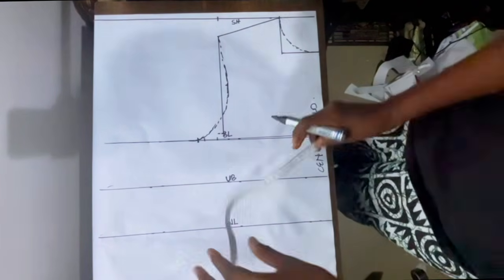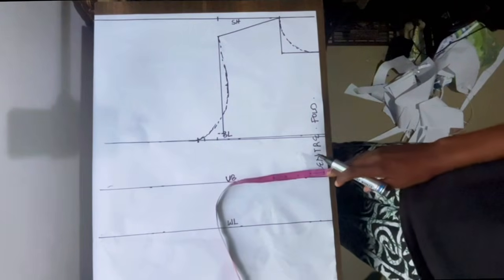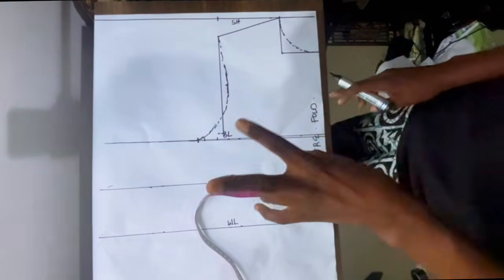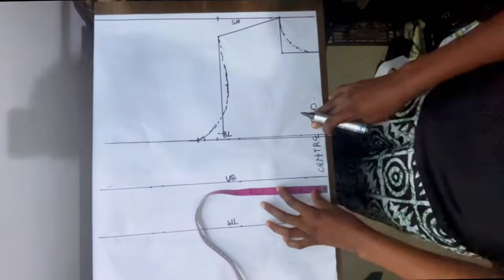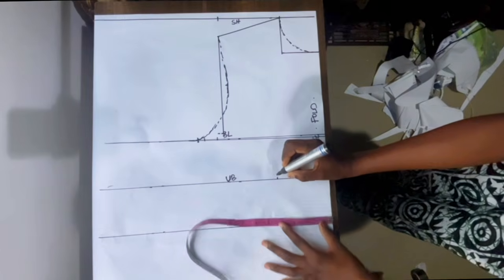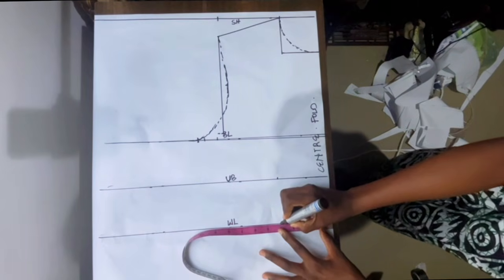How do you get the darts? Remember the apex measurements we've always been talking about. The apex measurement is your nipple to nipple point, and you divide it by 2 because we cut unfold. Okay, we're going to divide it by 2, and it will be 4 inches. And you're going to mark that 4 inches on your waistline.